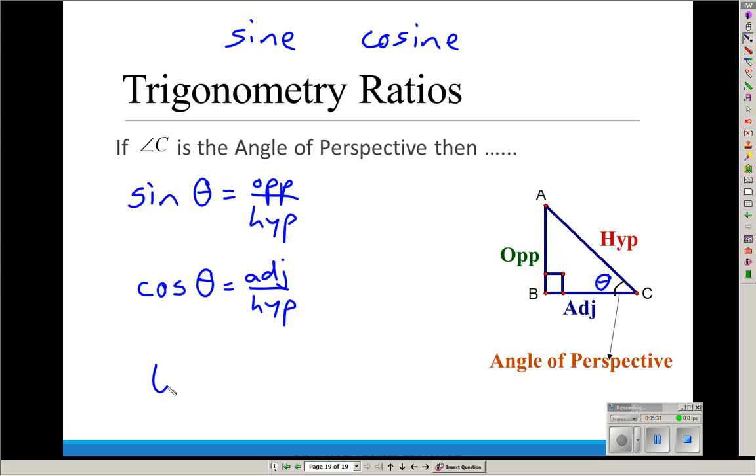And tangent theta, tangent, that's what happens to a guy when he stays in the sun too long. He becomes a tangent. Tangent theta is opposite over adjacent.